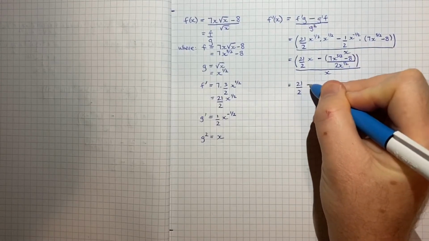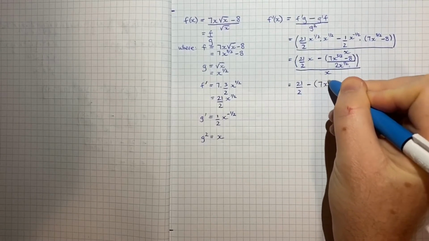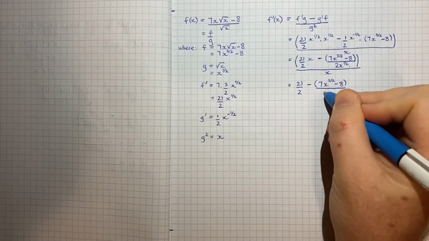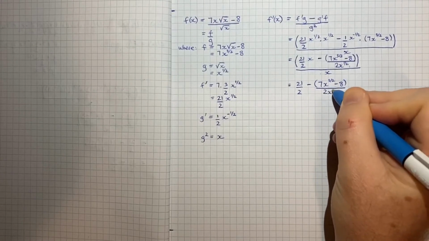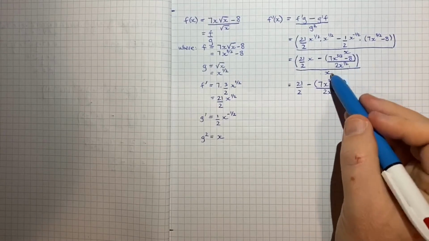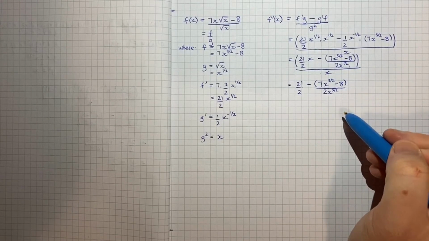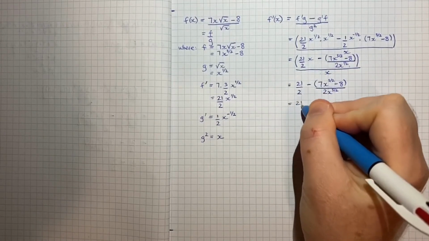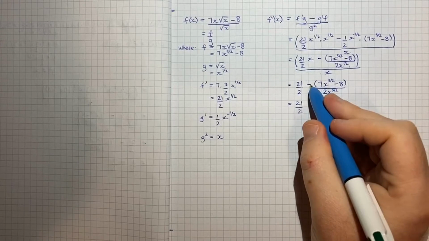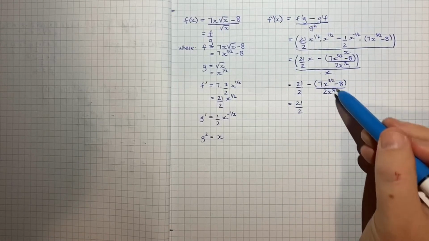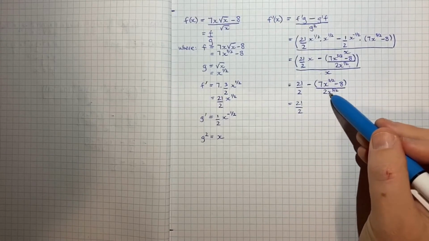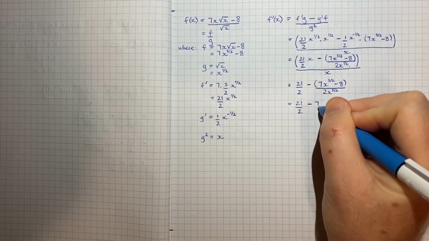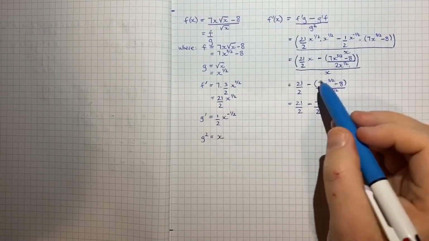You get to add up those exponents, so we'll have minus 7x to the 3/2 minus 8 divided by 2x to the 3/2. Half plus 1 is 1.5, or 3/2. Now we can simplify this a little further. We'll get equal to 21/2. Now in this case, the x to the 3/2 cancels out with the denominator x to the 3/2. So we'll get minus 7/2.